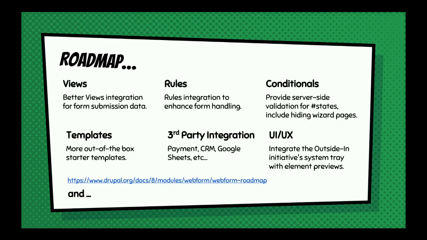So what's next? I brought up views integration and rules integration. They're two really important things. Conditionals, I strongly believe that server-side validation is going to be really important. I wonder whether it should be in core as well. The States API needs to be rethought a little bit so that core supports it, because it's an issue that when anyone's using the States API, they're not getting server-side validation.